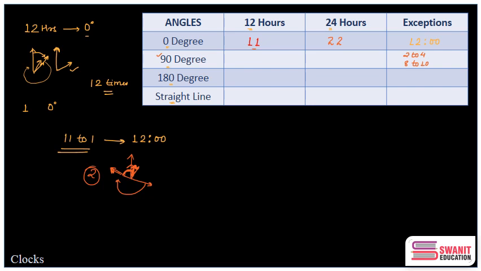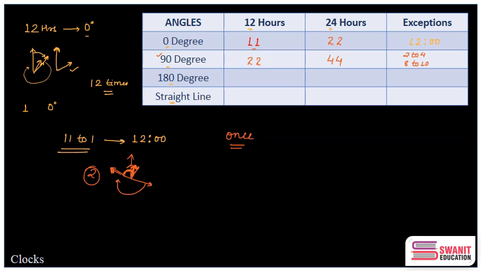So therefore in 12 hours, it should happen 24 times, but since there are two exceptions, we get 22 times that 90° is achieved in 12 hours. Similarly, in 24 hours, it will become double the data. So it is 44 times. Now 180°. Every hour we achieve 180° once.